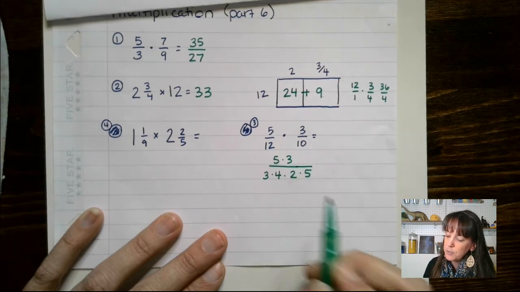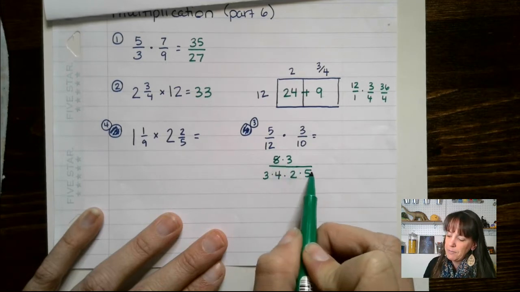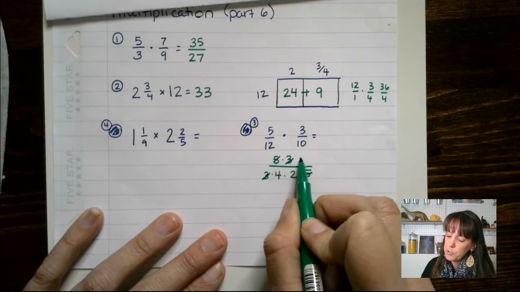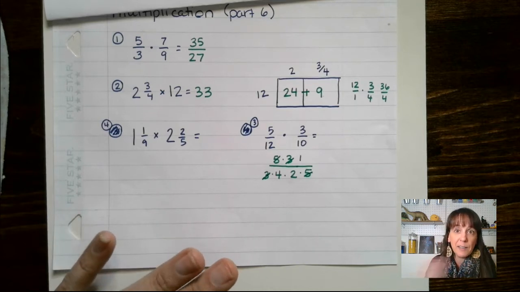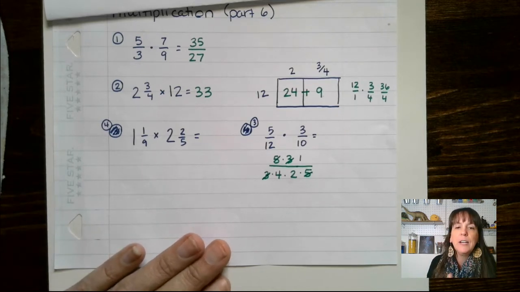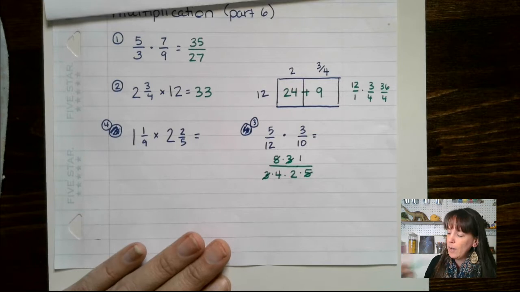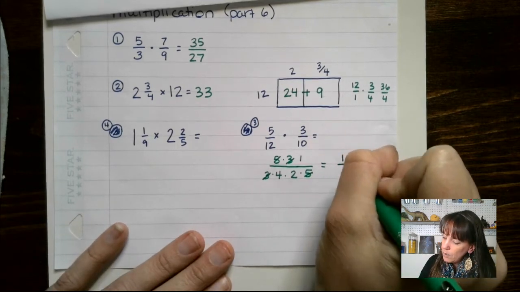The reason I do that is because now I can cancel out a 5 and I can cancel out a 3, which leaves me with, and if you cancel everything out of the top, your numerator, remember it's not a 0, it's a 1. So what I have is 1 over 8.